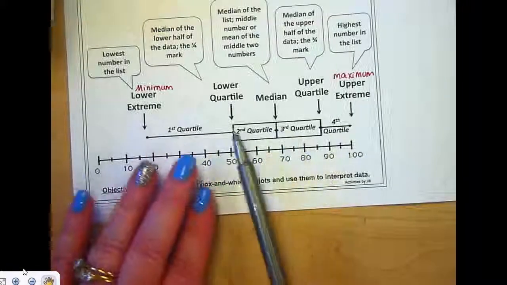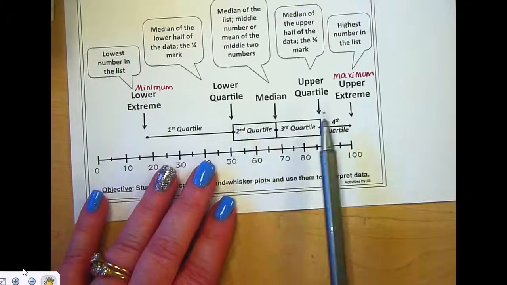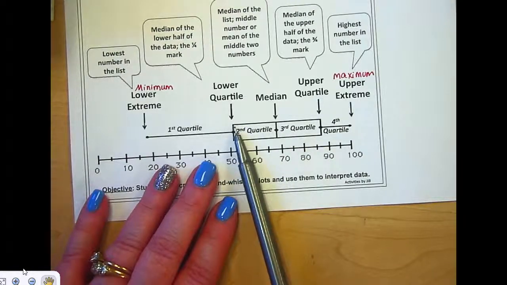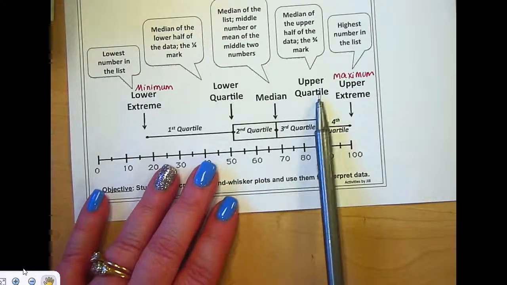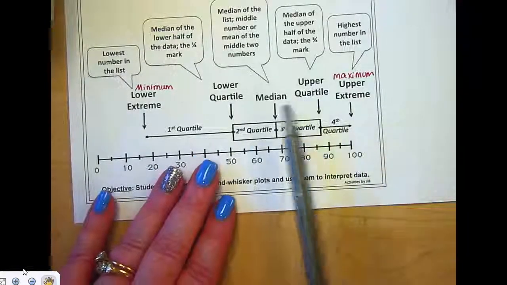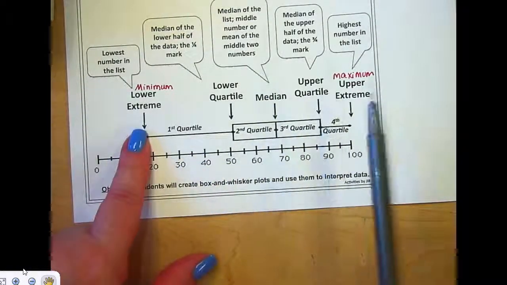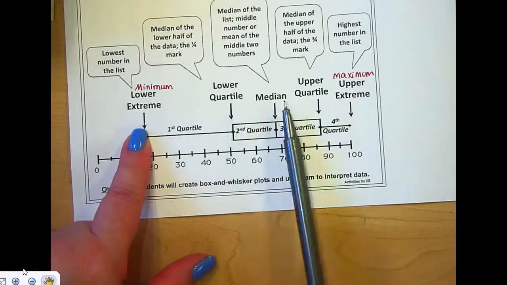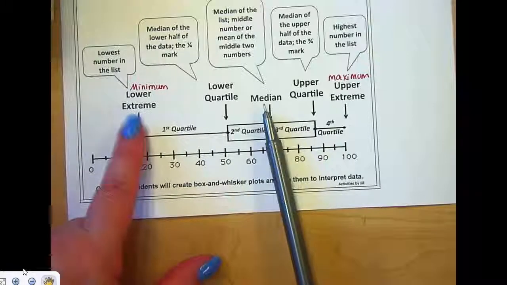And then you have the lower quartile and the upper quartile. That's the name for the end of this first quartile, and that's the name of the end of the third quartile. Okay, so how you would find that would be you would find the lower, the upper, then you would find the middle. To find the lower quartile, then you're going to find the middle of this bottom 50%.